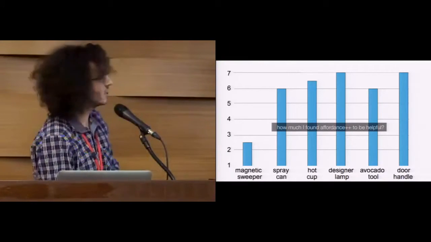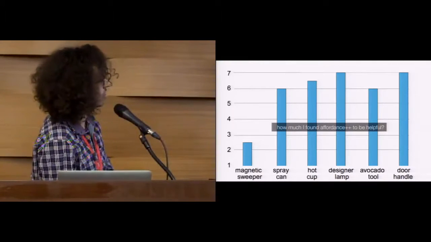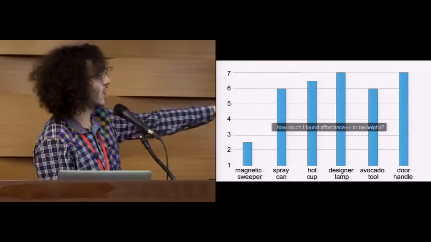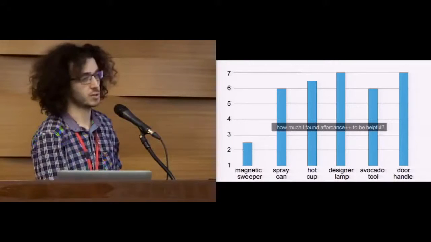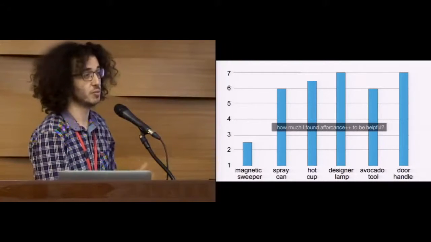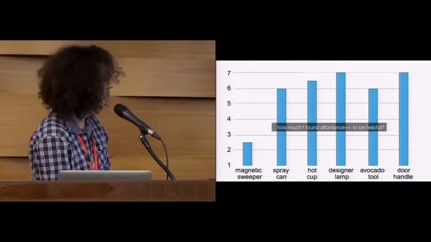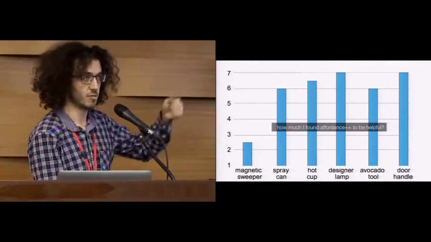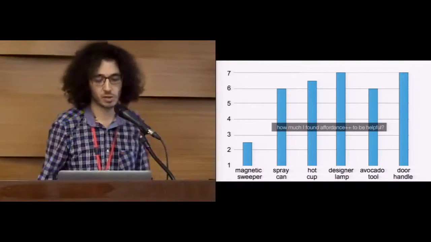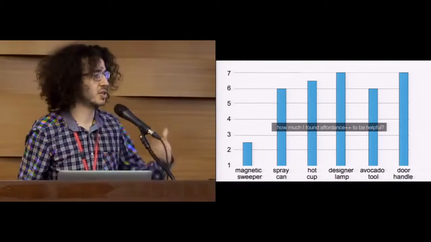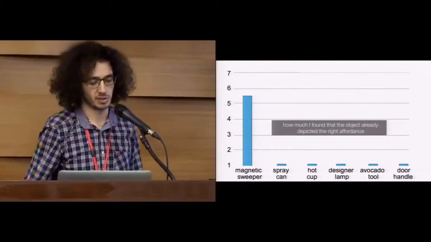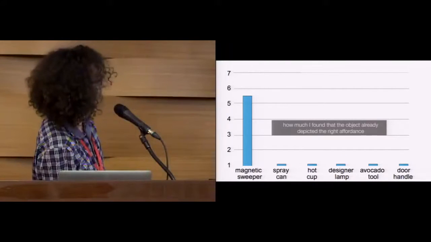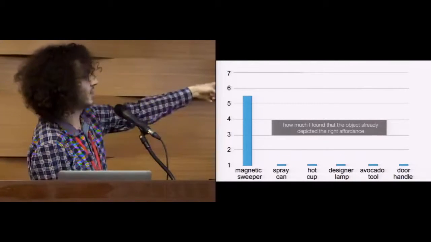So when we asked them how helpful these things are, we also got a great response. The spray can, hot cup, the lamp, the kind of awkward lamp that tilts over, Avocado tool, and door handle were very helpful, as participants found it. But the magnetic sweeper, the kind of magnet thing to collect handles, was found to be not so helpful with Affordance++, because they said that after they understood there was a magnet inside, there was no more need to explain things.